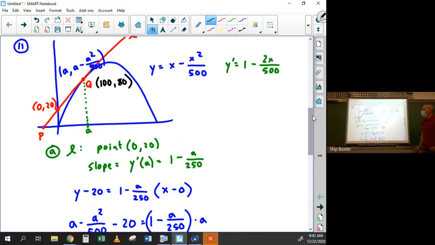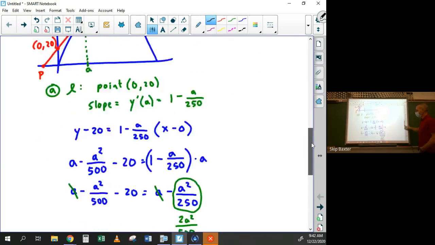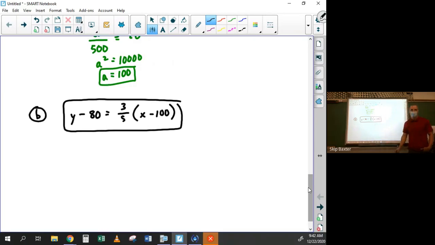All right, and you can also calculate its slope. The slope of this line would just be y prime of 100, which would be 1 minus 200 over 500, 2/5, which is 3/5. So the equation of the line would be y minus 80 equals 3/5 times x minus 100. That's it, and that's worth 2 points out of 9.